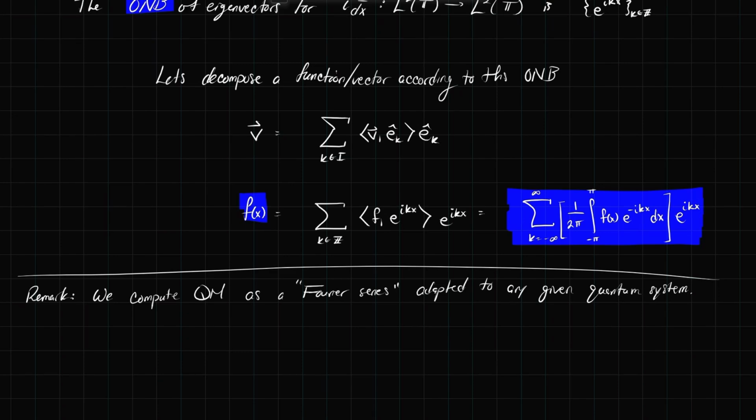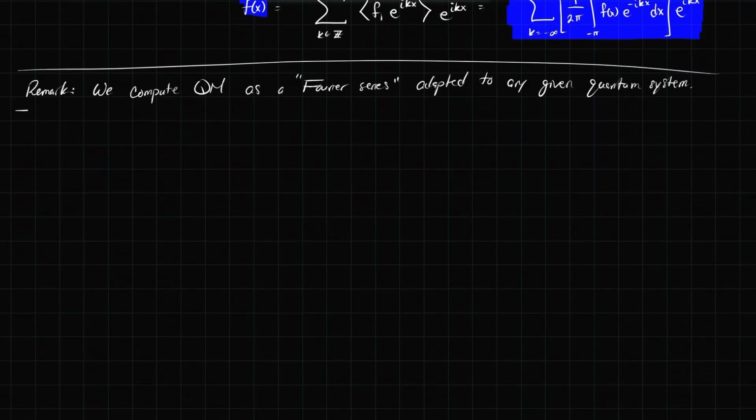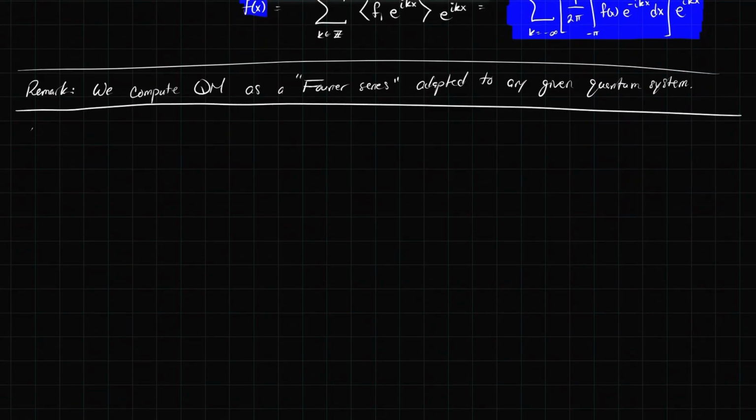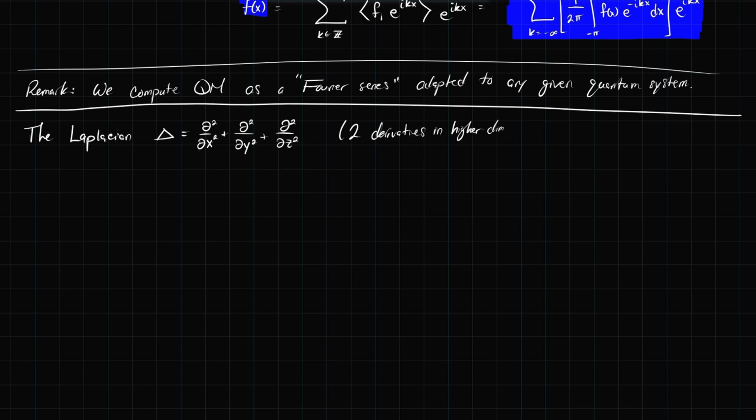Now to that end, I do want to give one other cool example, even though you won't be tested on it. This is the example of the Laplacian, which is the symbol delta, and it corresponds to partial derivatives squared. If you don't know what partial derivatives are, don't worry about it. Basically second order derivatives in multiple directions, so we'll just say two derivatives in higher dimensional settings.